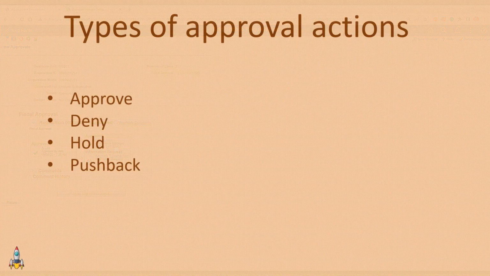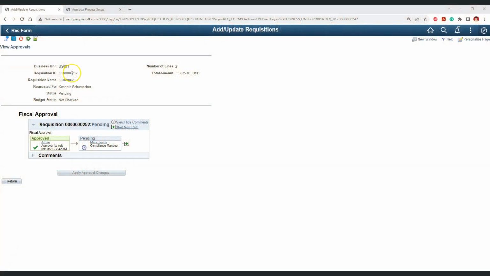And the last action available for the requisition approver is called as pushback action. So let's understand what is pushback and how to perform a pushback. So we have this requisition number 252. We can see the requisition has already been approved by Arthur Lee and it is pending for approval from Mary Lewis. Now, Mary Lewis is not the first approver in this approval chain, and some other approver has already approved the requisition prior to Mary Lewis.